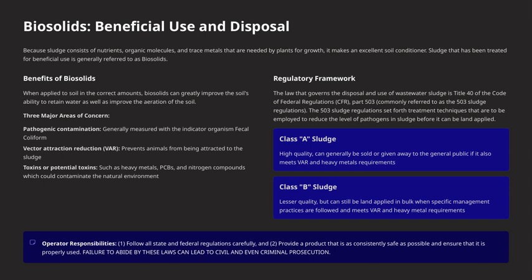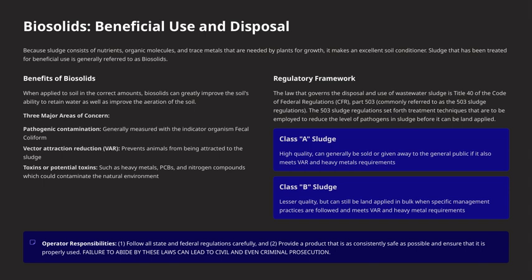However, there are 3 major concerns we need to keep in mind. First is pathogenic contamination, which we usually measure using an indicator organism called fecal coliform. Then, there's vector attraction reduction, or VAR, which is about preventing animals from being attracted to the sludge. And finally, we must be cautious about toxins, like heavy metals, PCBs, and nitrogen compounds, which could potentially contaminate the environment.